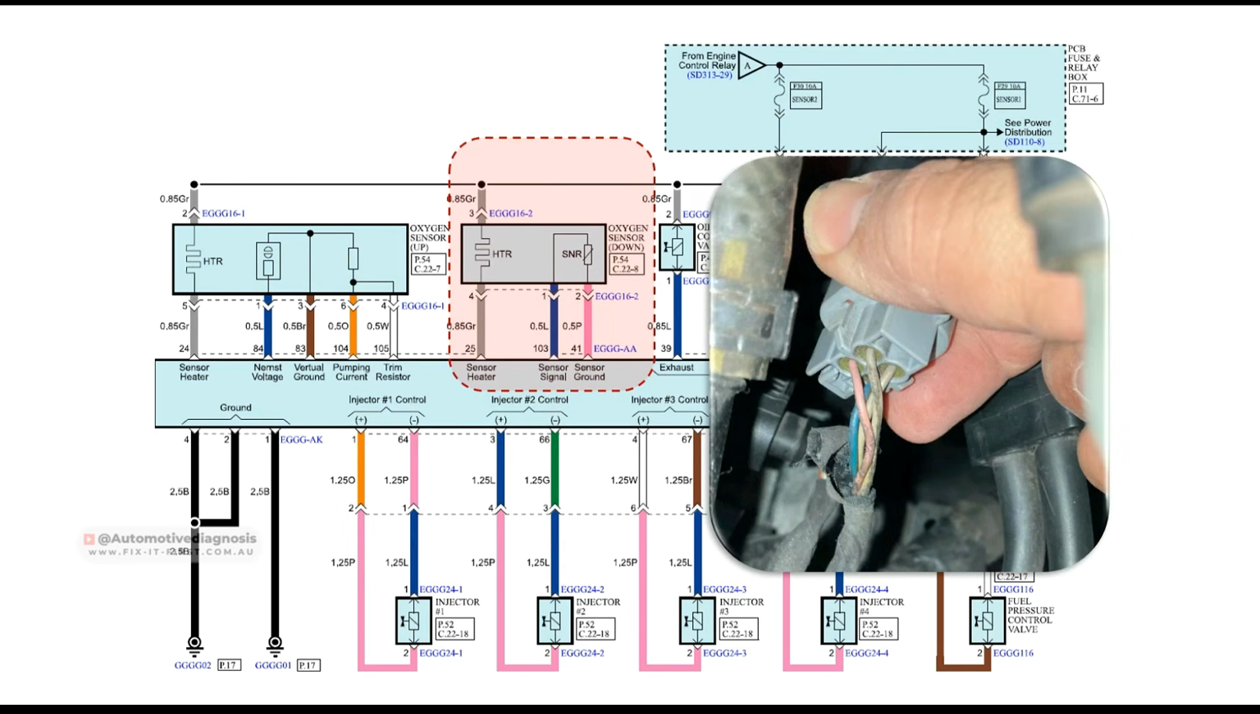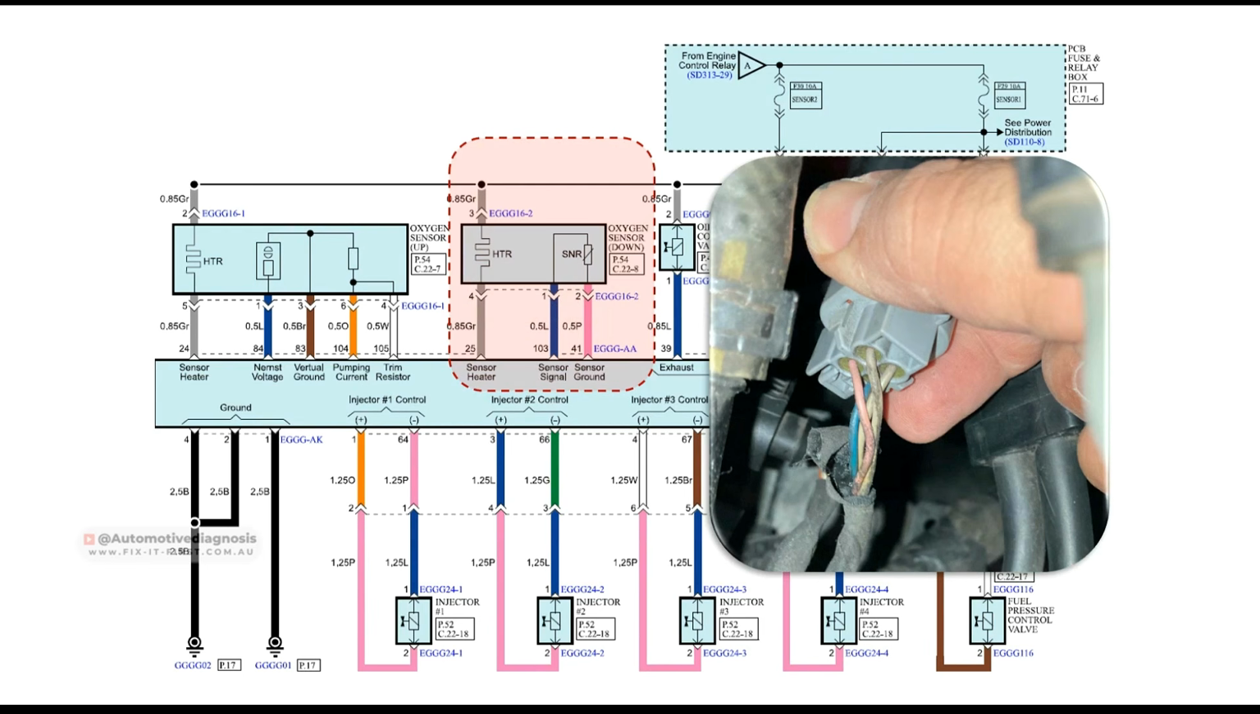This is the connector on this car. As you see, we have these 2 gray wires right here as pin number 3 and 4 for the heater. It means if you have a fault code for the oxygen sensor heater, you can check the resistance of the heater if you measure the resistance between pin number 3 and 4. And pin number 1 is the output signal of this sensor.